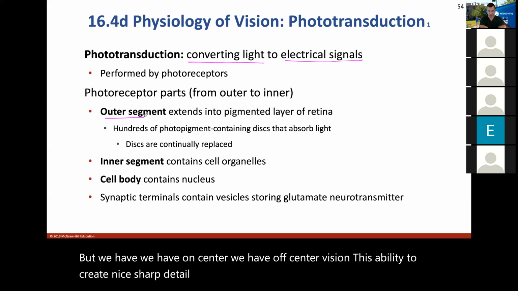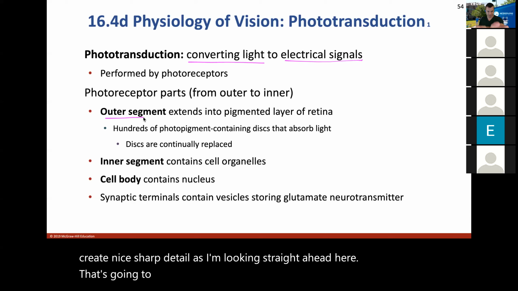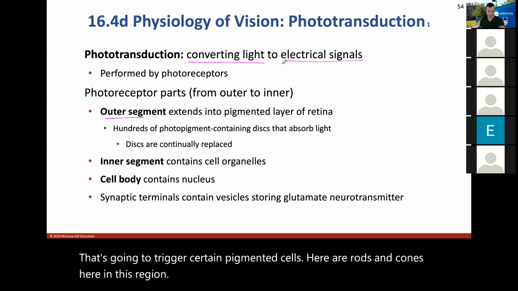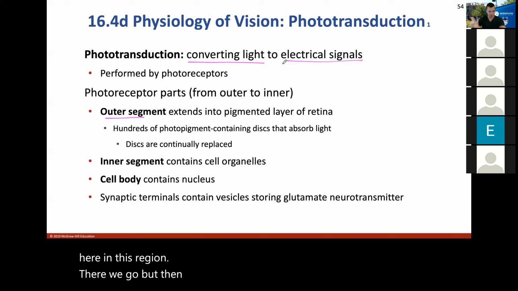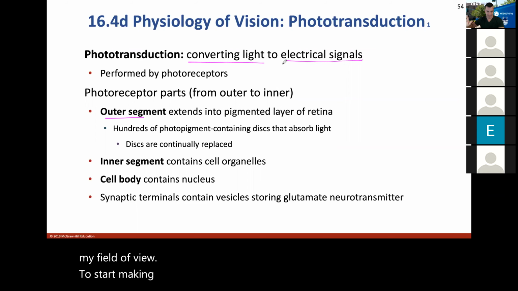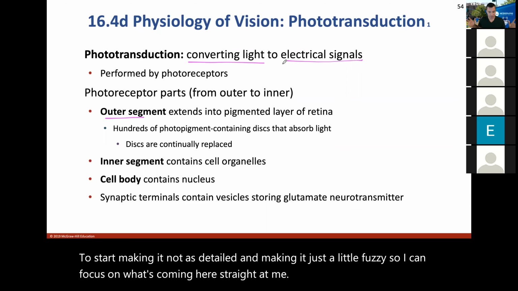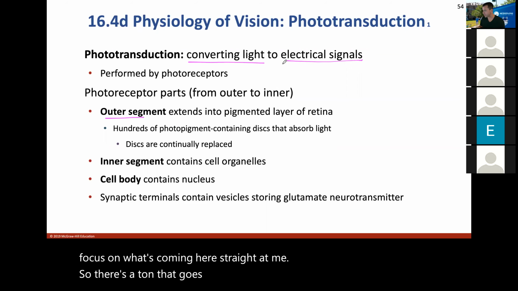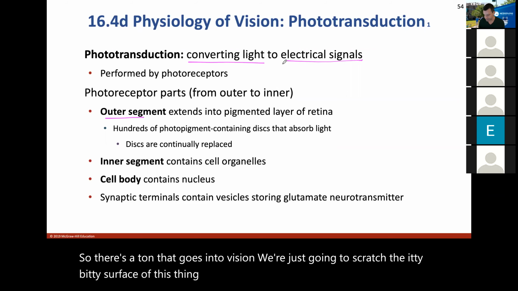But we have on-center and off-center vision, this ability to create nice sharp detail as I'm looking straight ahead here. That's going to trigger certain pigmented cells, the rods and cones in this region. But then it's also going to cause an inhibition in my field of view, making it not as detailed and a little fuzzy so I can focus on what's coming straight at me. So there's a ton that goes into vision. We are just going to scratch the itty bitty surface of this.